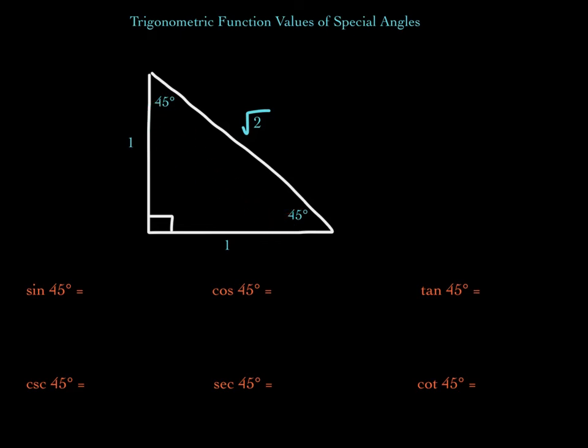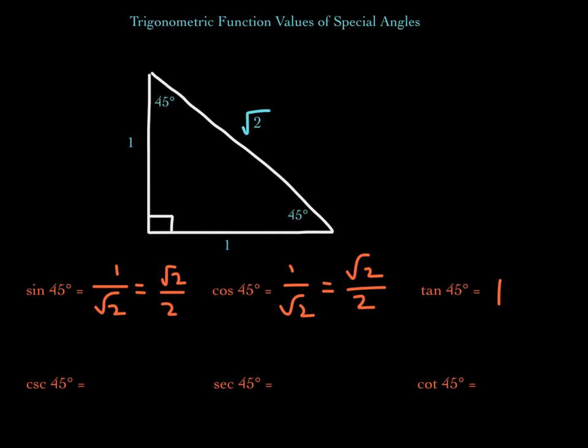They're the same. So sine of 45 degrees will be opposite over hypotenuse. So 1 over root 2. But after rationalizing, it'll be root 2 over 2. Cosine of 45 degrees will be adjacent over hypotenuse, 1 over root 2, which is root 2 over 2 after rationalizing. Tangent of 45 degrees will be opposite over adjacent. Wait a minute, 1 over 1. Oh, just 1. So that's 1.